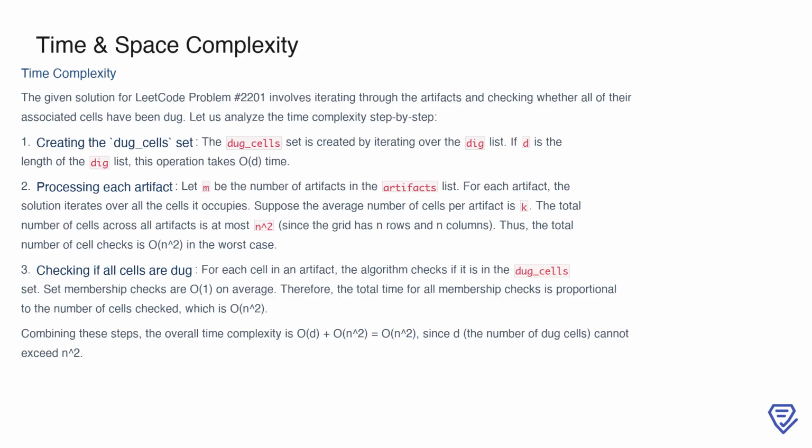Furthermore, each cell check involves verifying if the cell is part of the dug_cell set, which is an O(1) operation on average for each membership check. Combining these steps, the overall time complexity is O(d) for creating this set and n² for processing the artifacts, resulting in an overall complexity of O(n²), since d cannot exceed the total number of grid cells, n².